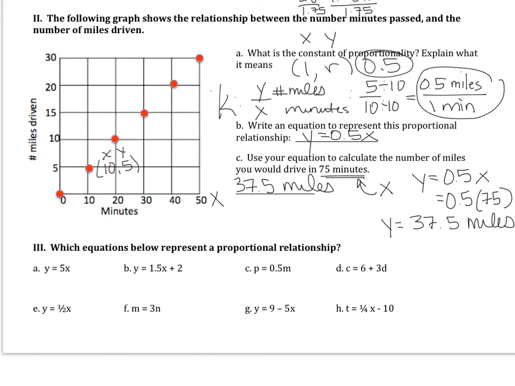Question 3 is asking us to identify which equations below are part of a proportional relationship. You can find proportional equations by making sure that they are in the form y equals kx. There's no addition, no subtraction, anything like that. I'm going to go ahead and let you figure out which ones they are.